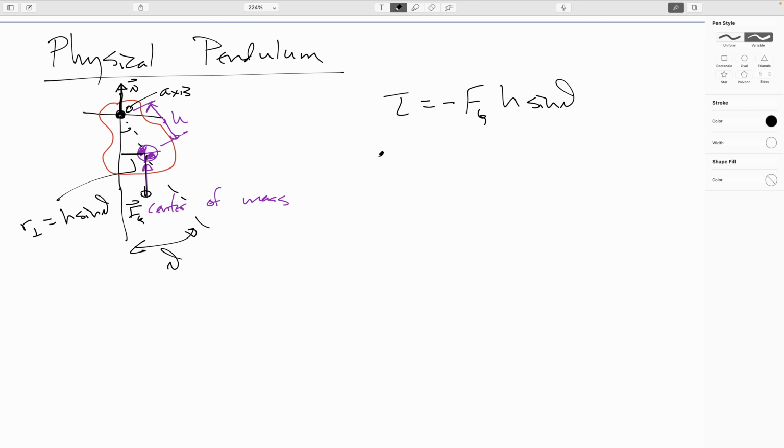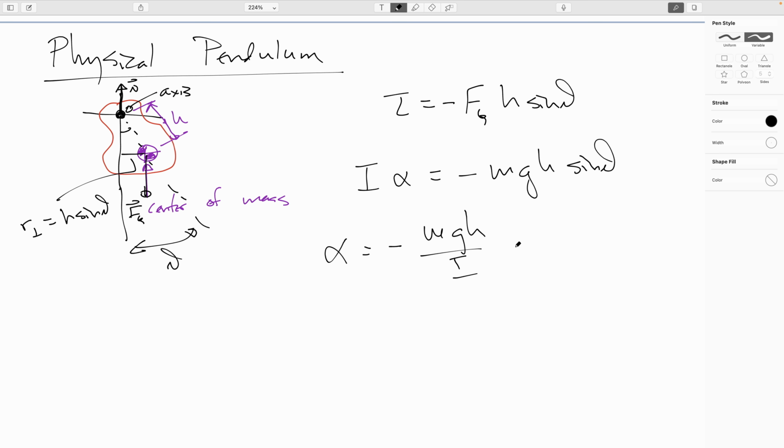So I can rewrite this. Newton's second law applied to rotation is going to say this is equal to I alpha, and the force of gravity is mg. So I can rearrange this to get that alpha equals minus mgh over I sine theta, and this does not match our pattern. I mean, yes, it's the case that this is d squared theta dt squared, but I have to have theta. It's not going to cut it for this to be sine theta over here, but it's oh so close.